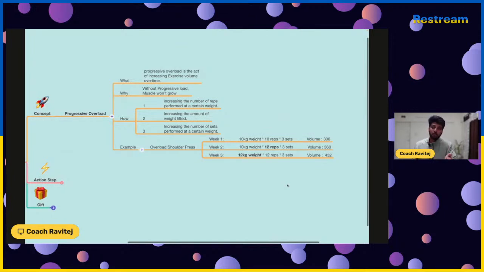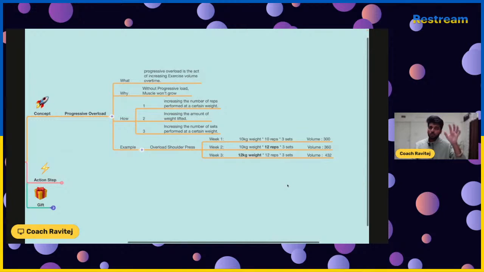So in week number 4, you can even keep the first two things the same, that is weight and reps. You can increase that third set to four sets. So overall your exercise volume keeps increasing. I gave you this hypothetically. It doesn't happen that every week you are increasing your exercise volume. To some extent it can be done.